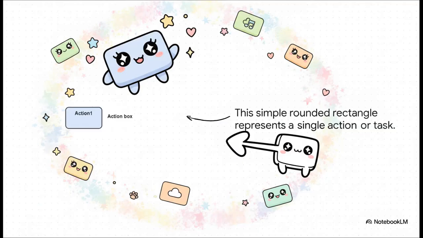And here it is. See how simple it looks? An action is just this rounded rectangle with a name inside. It's the most basic building block we have. Anytime you see this shape, you know a specific task is happening.